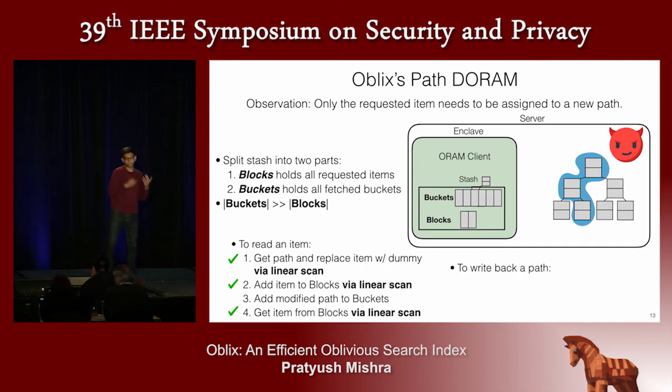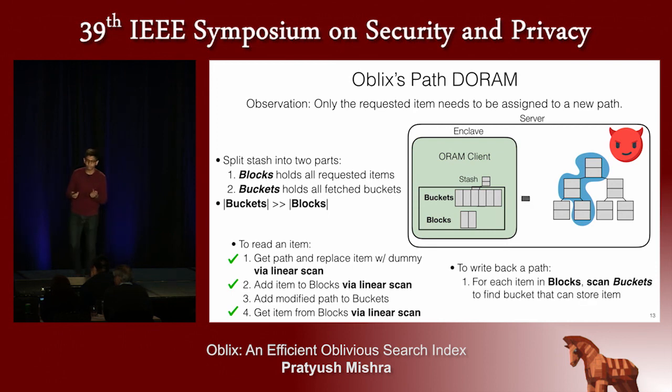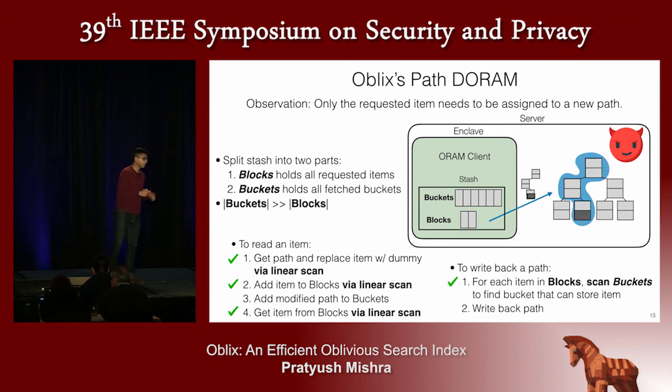So the idea is not too complex. What we do is, for each item in blocks, we scan the path that we're writing back and figure out which bucket the block can fit in. This gives us a time complexity of size of blocks times size of buckets, which is much better than the naive version, which has complexity size of buckets squared. And this is also data independent. OK, so now we're good. We've made reads and writes data independent.